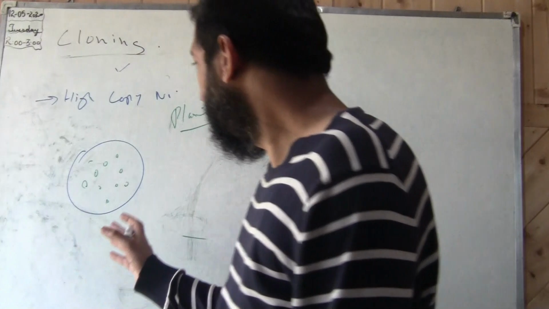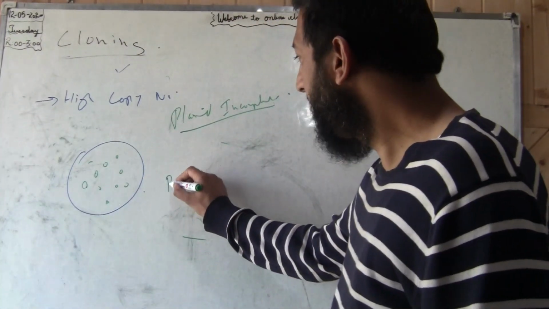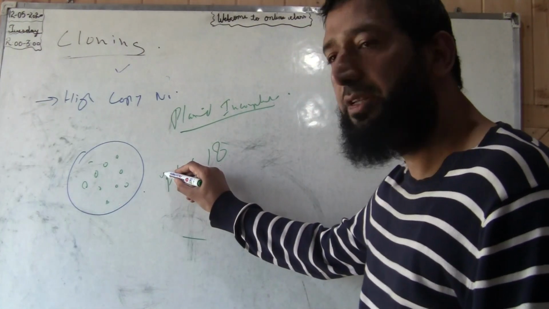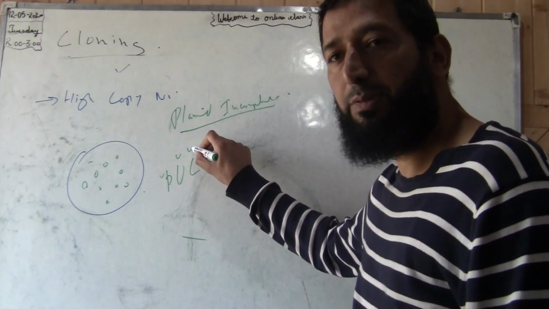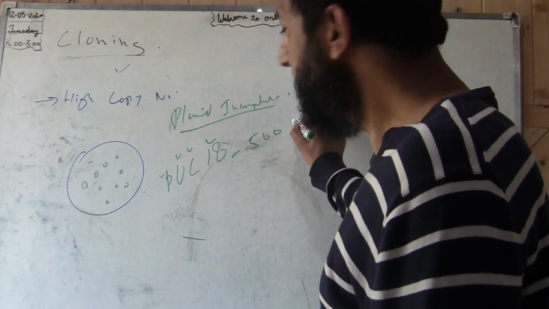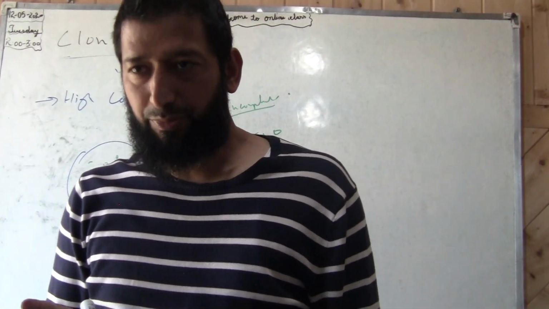For example, there's a vector called pUC18. This p is small, C is capital, and UC is the University of California, which developed this plasmid number 18. So it has 500 copies in one cell.